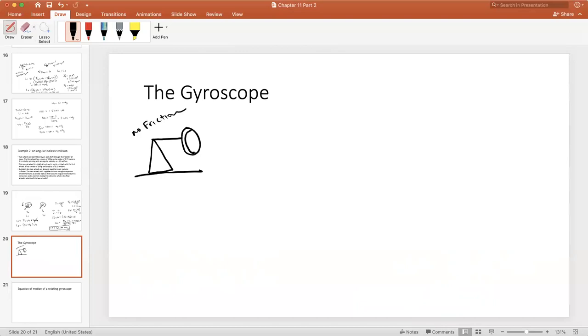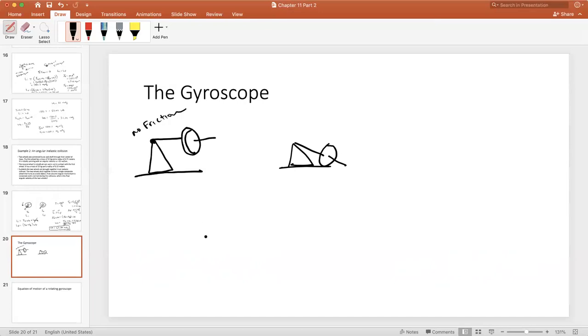So if the wheel's not spinning, what happens is the force of gravity just causes this wheel to fall over, right? Just falls over and hits the ground. However, what happens if the wheel's spinning? And we assume there's no friction between these points, okay?